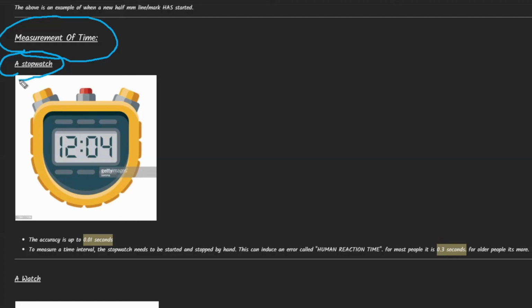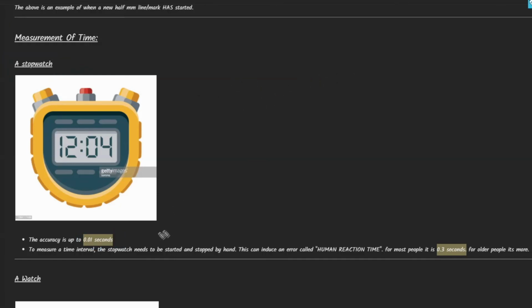And as we already know, it's just simply a digital stopwatch. And the accuracy of a stopwatch, you need to know the accuracy, is up to 0.01 seconds. So this right here will be 12.04 seconds, right? The reading right here is 12.04 seconds. I apologize for the very messy looking 4 right here.